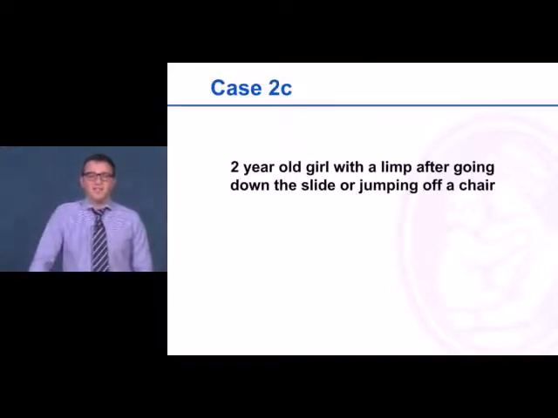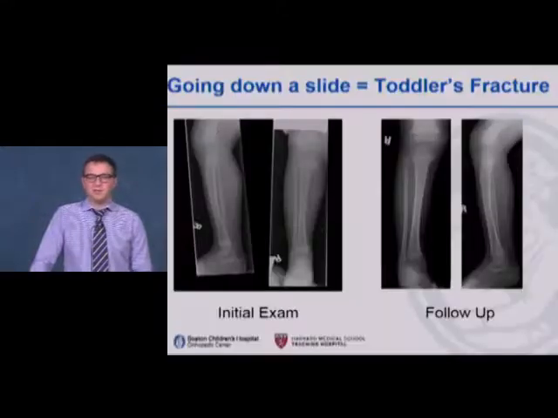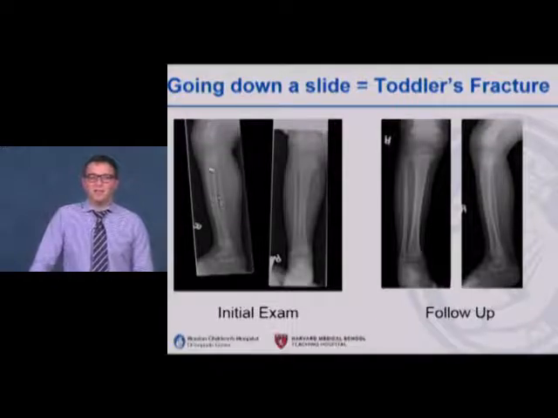And finally, to round out the limp, this is a young girl who is limping after going down a slide or jumping off a chair. Going down a slide, the common scenario is two people are going down the slide. There's a younger child and a heavier child or a parent, and the younger child's leg gets stuck against the side of the slide and they have a twist, and they result in the toddler's fracture. They won't weight bear, they have pain somewhere in their lower leg, and their x-rays are usually negative.